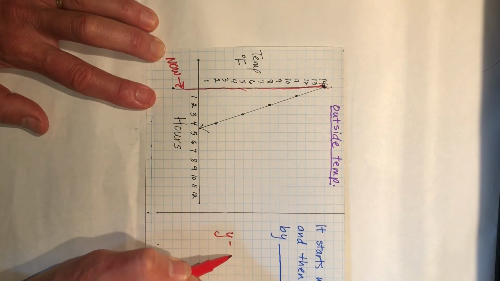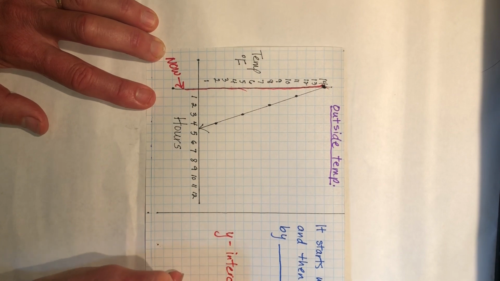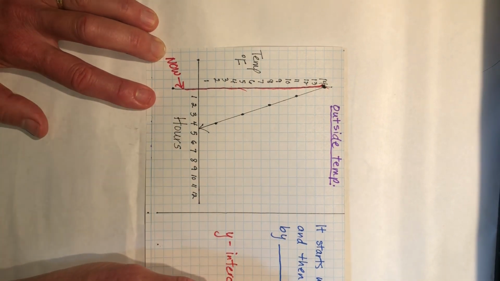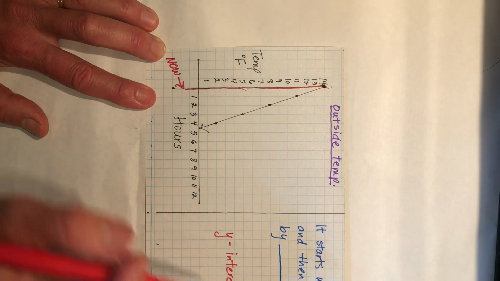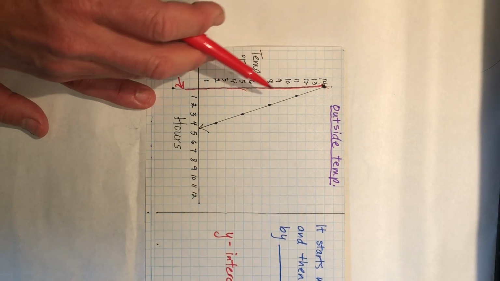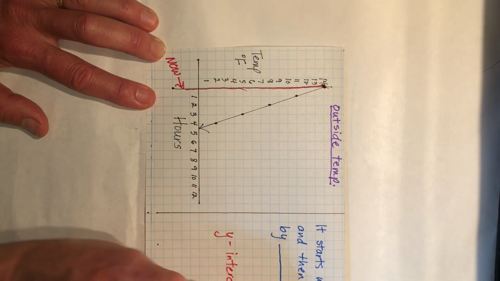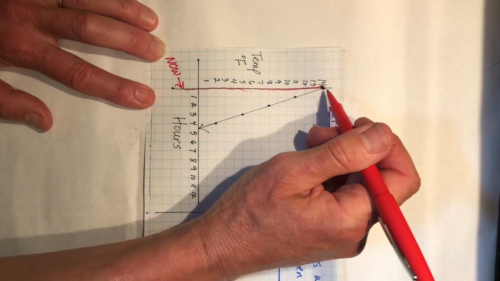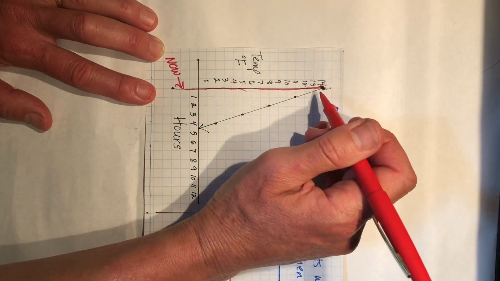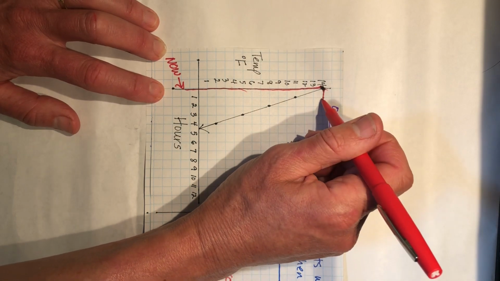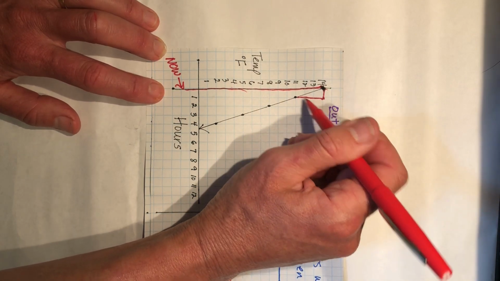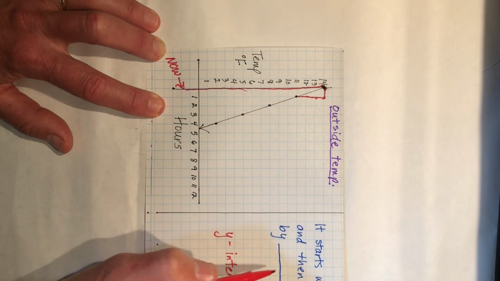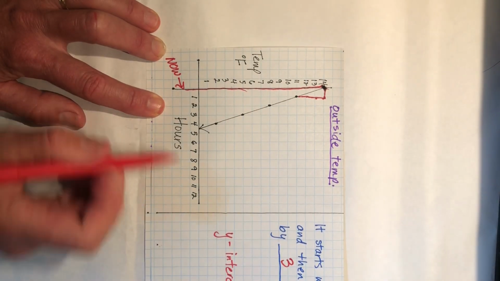Let me write this down. The y-intercept, because that's the point at which it touches the y-axis. So it starts with 14, and is this increasing or decreasing? Well, if it's going down, it's decreasing. By what per what? At time 0, we started at 14. If we go over to 1 hour, we went 1 hour and it went down 1, 2, 3 degrees. So it decreases by 3 degrees per hour.